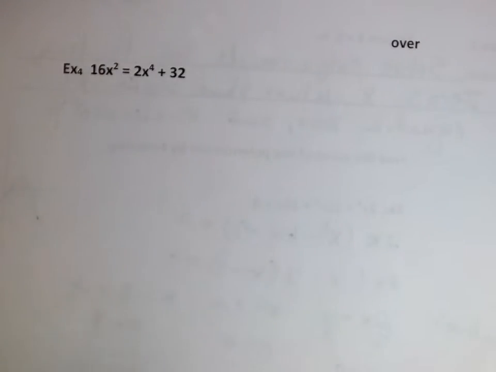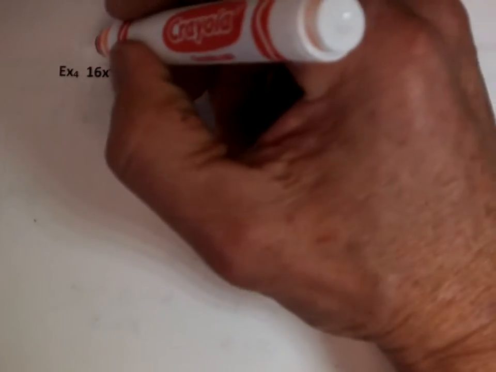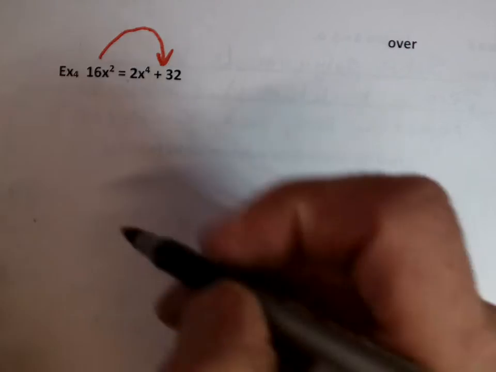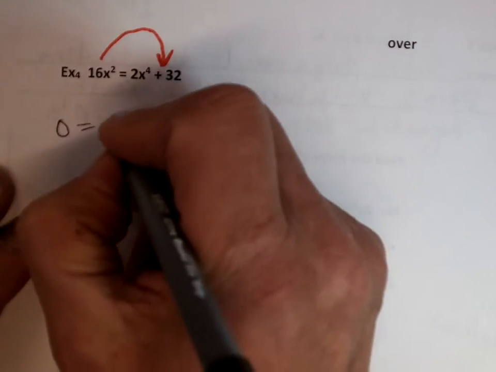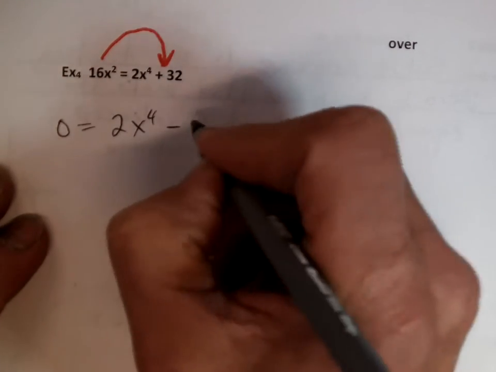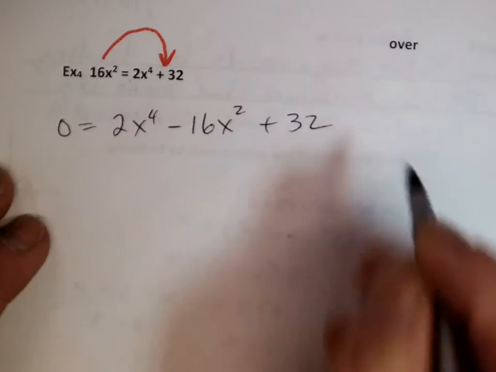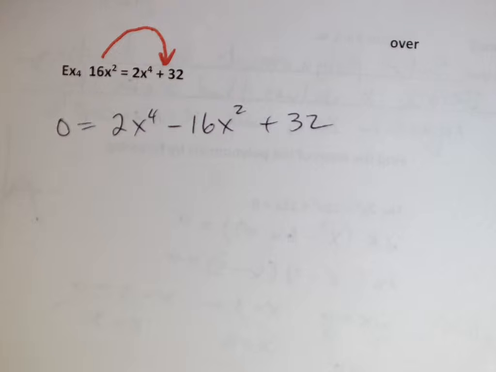I'm going to first take this 16x squared and put it right there. You okay with that? Let's put it in order. So let's go 0 equals 2x to the 4th minus 16x squared plus 32. Okay? 4 answers. Everybody agree? 4 answers because it's degree 4.